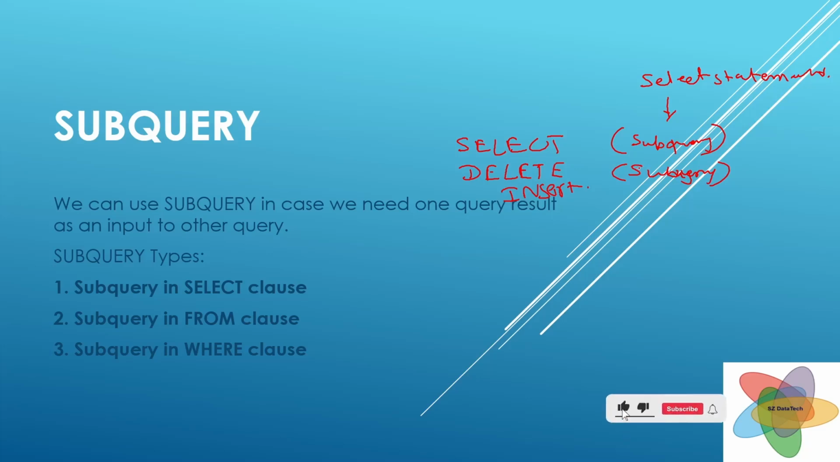This subquery could be part of any clause. Here I have listed the subquery types: subquery in select clause, subquery in from clause, or subquery in where clause. If we say select star from table where condition, then in the select part the subquery would be here. When we say subquery in from clause, it could be here in replacement of the table name. And a subquery in where clause could be here, so in the condition we can provide a subquery. Let's go to the next slide to understand it in more detail.